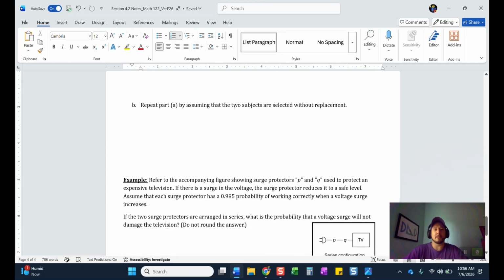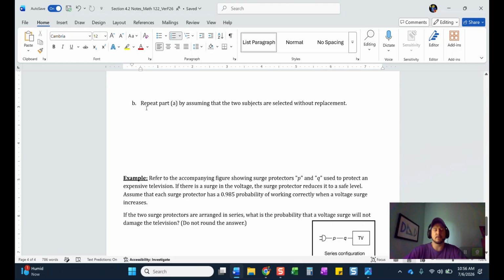All right. And then it says for part B, repeat part A by assuming the two subjects are selected without replacement. So here the sample size does change, so you have to alter the probability of that second selected person.